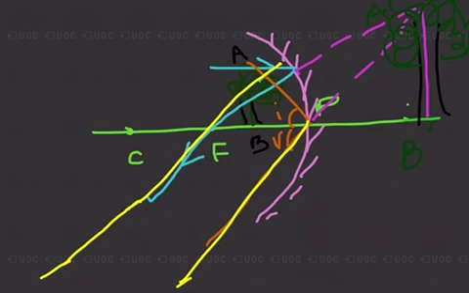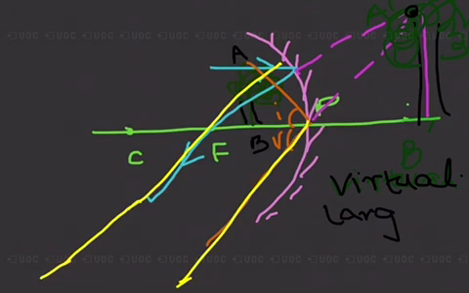So the image is virtual, meaning that the reflected rays never really meet, but they appear to converge somewhere behind the mirror. They appear to converge at this point. I'll show in black. At this point they appear to converge. So thus the image is virtual, and as we can infer from the figure, it is significantly larger than the object. So it is large or enlarged and erect.